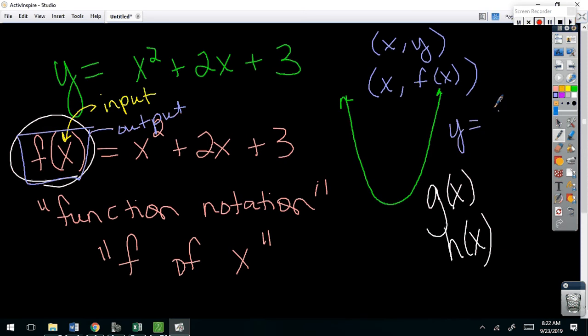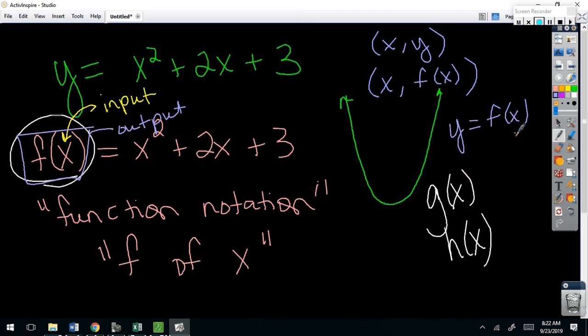Because y is the same thing as f of x, okay? Those are used interchangeably. Everybody okay on that? It's just a fancy way of writing it. Looks a little bit different. Yes. And the name lets us know that it's a function. Everybody good?